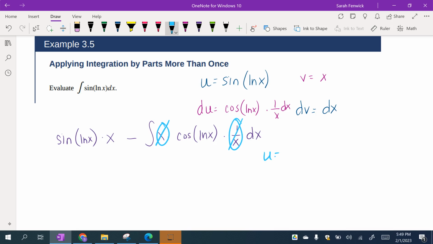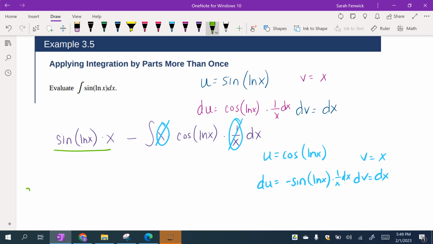This time, u is going to be cosine ln x, and dv is going to be dx again. So v is x, du is negative sine ln x times 1 over x dx. All right, so we still have this x sine ln x minus my new u is cosine ln x. My new v is x. I'm going to put it in front like this.